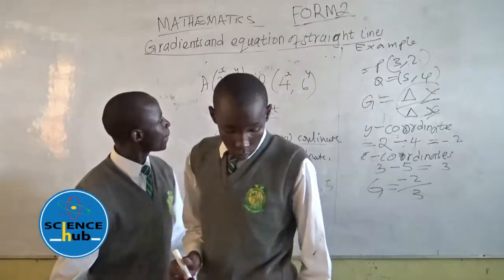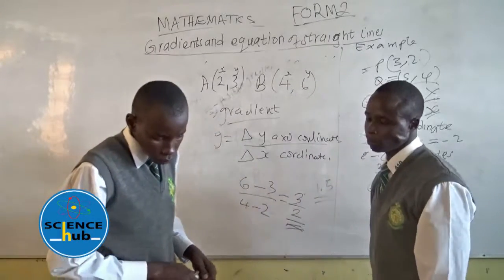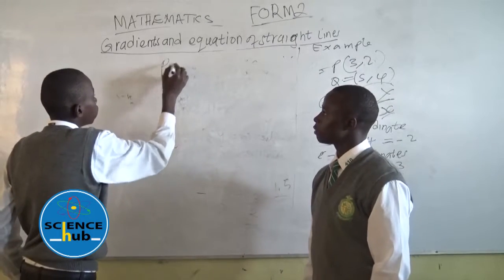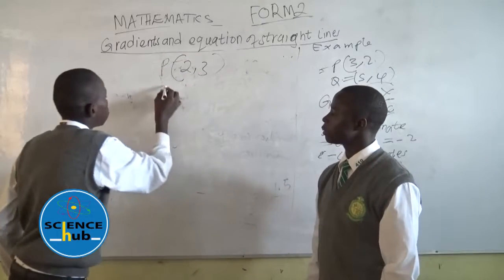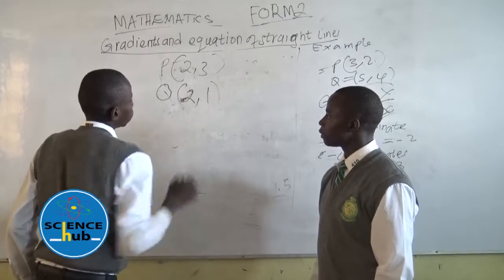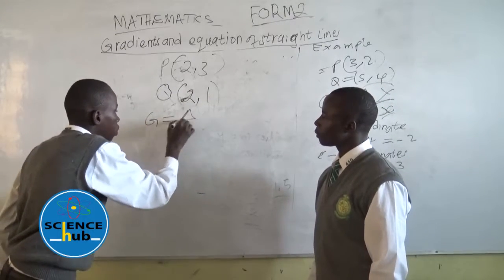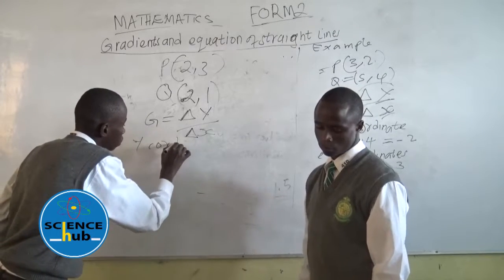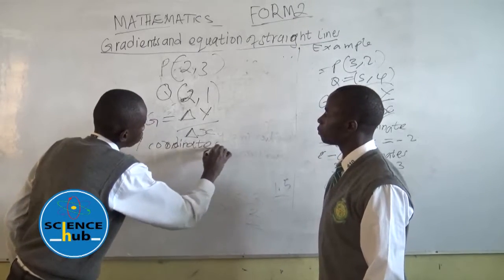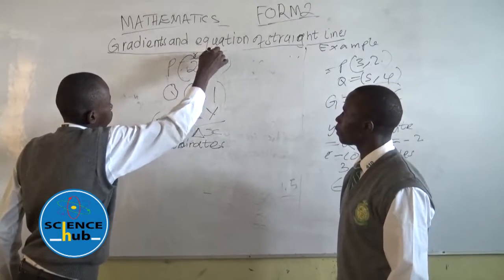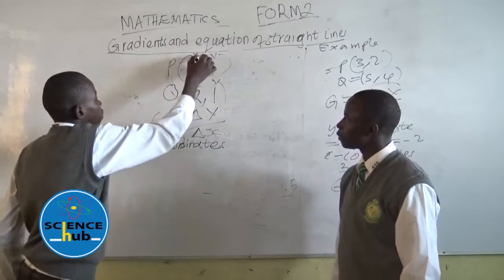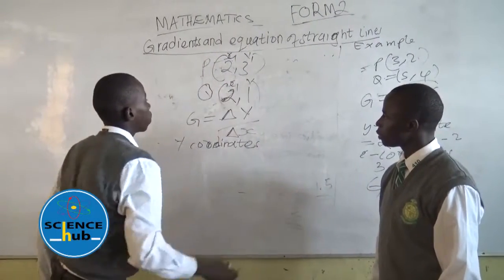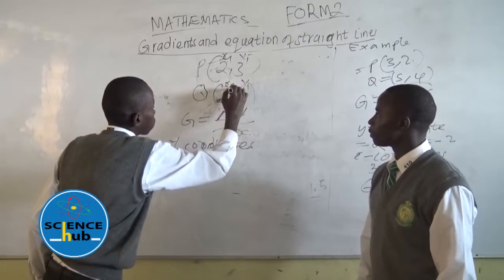Another example. Suppose we are given point P as (2, 3) and point Q as (2, 1), and we want to find the gradient. The gradient is change in y over change in x. Let these be x1, y1 and x2, y2.